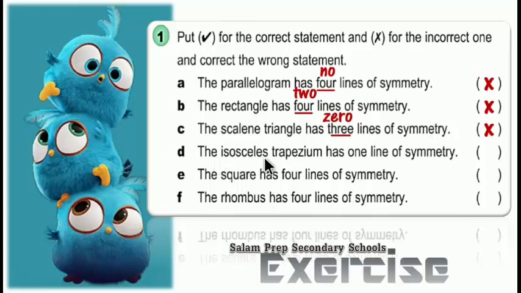The isosceles trapezium has 1 line of symmetry. Excellent. True. The square has 4 lines of symmetry. Excellent. True. The rhombus has 4 lines of symmetry. False. Correct: the rhombus has 2 lines of symmetry.